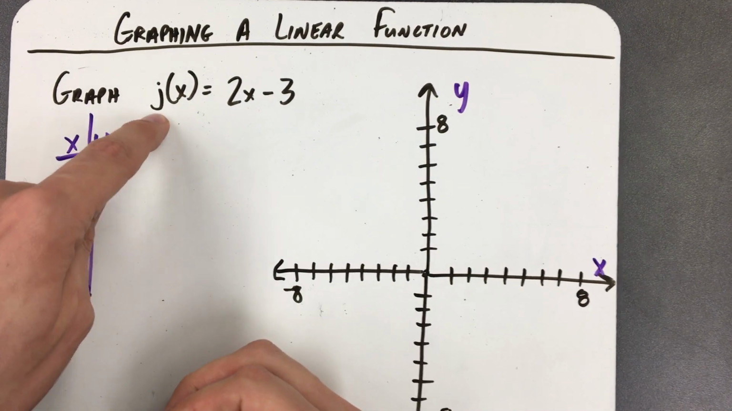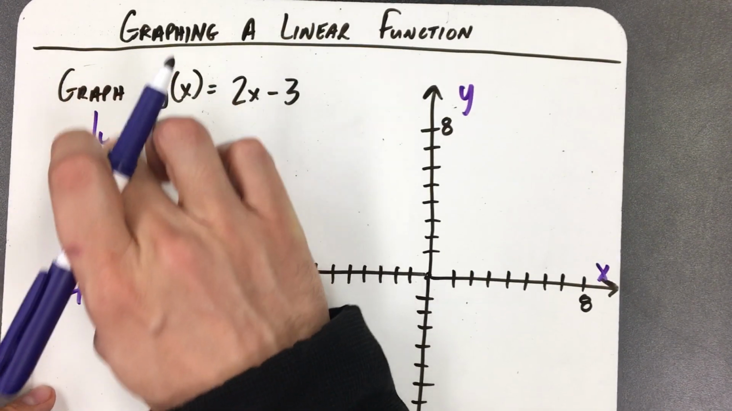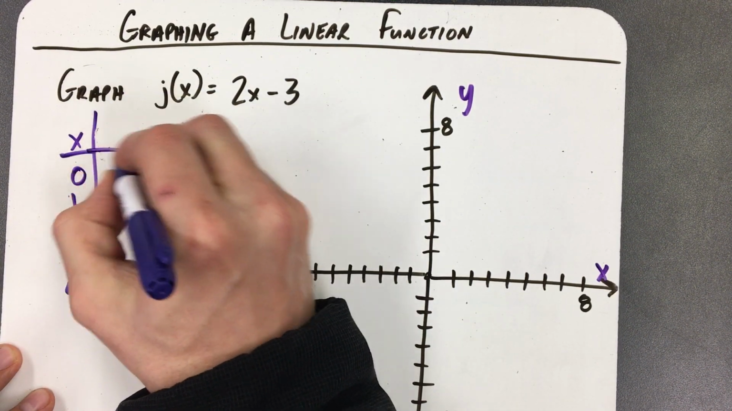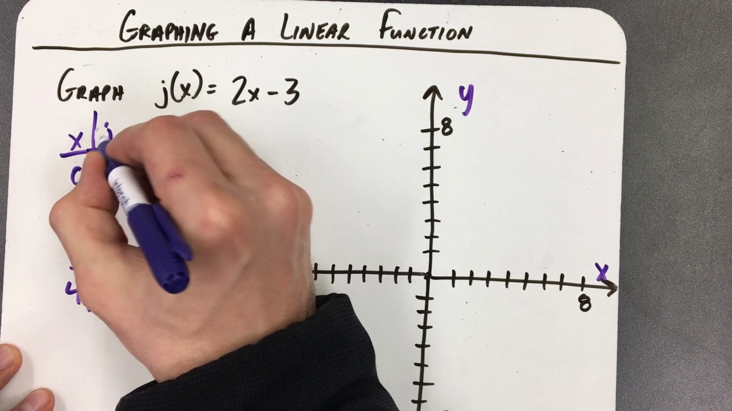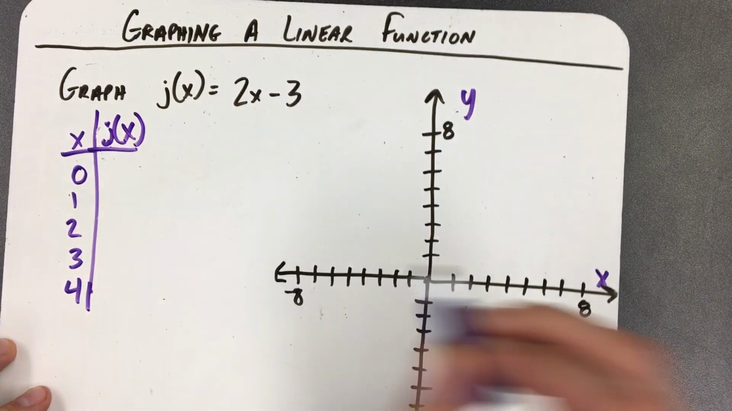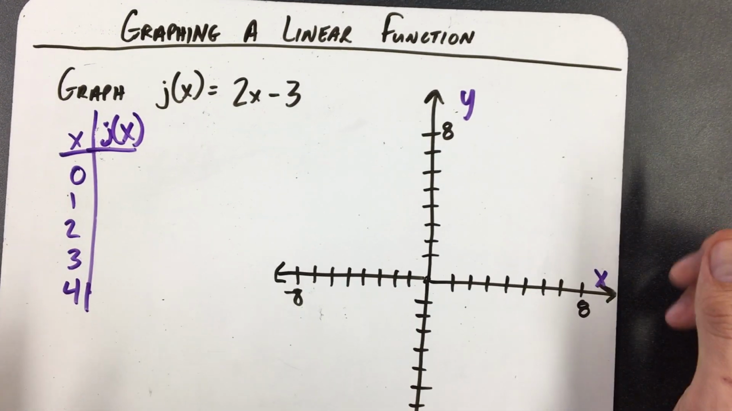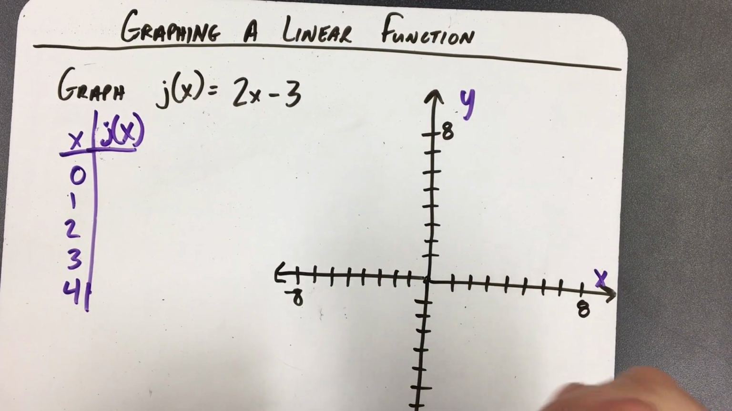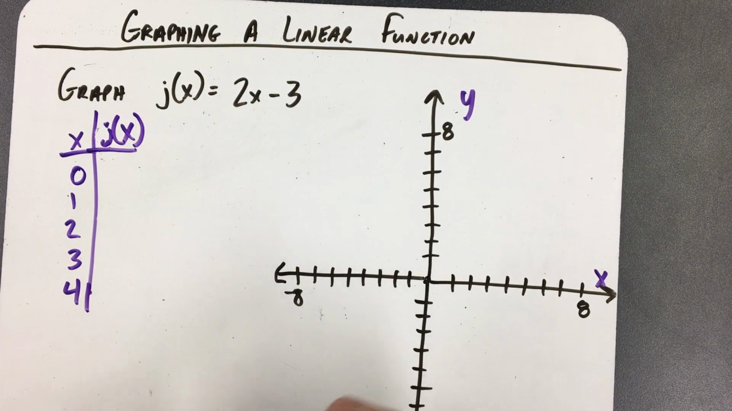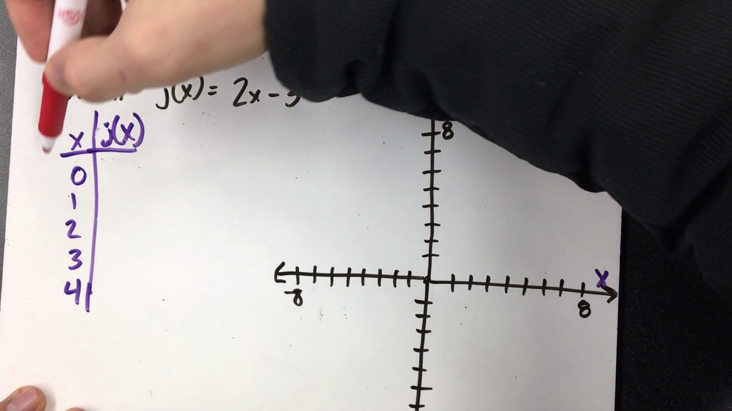This is technically j of x. So really instead of the letter y, if I wanted to be really specific, I would have x and then I would have j of x. But if you just put a y there, I'm not really going to be mad at you. Let's just be real about it. And then you just substitute each one of these in here. This should be pretty simple. I think you've done this before.